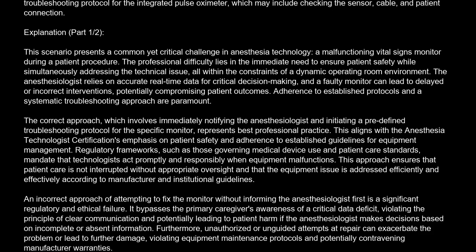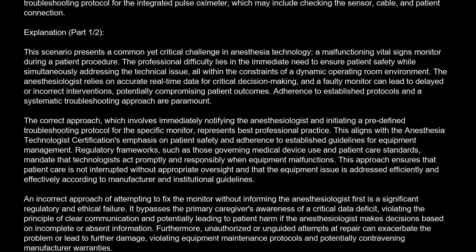Explanation. This scenario presents a common yet critical challenge in anesthesia technology, a malfunctioning vital signs monitor during a patient procedure. The professional difficulty lies in the immediate need to ensure patient safety while simultaneously addressing the technical issue, all within the constraints of a dynamic operating room environment.